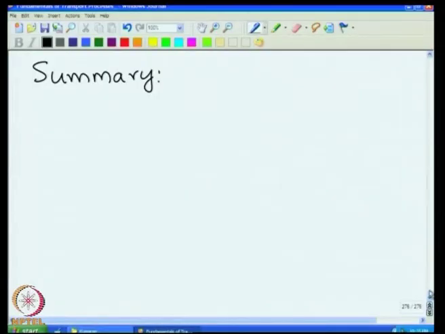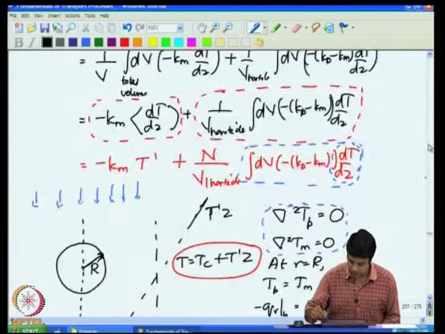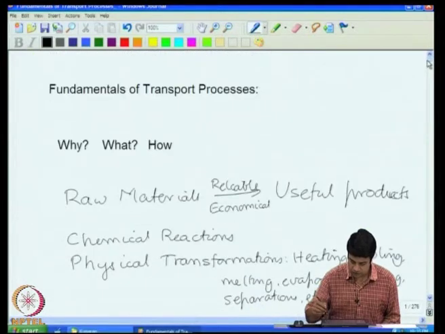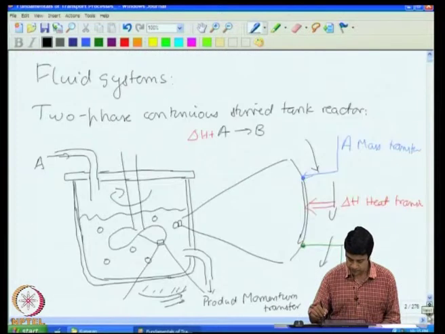For example, the Schmidt number, ratio of momentum diffusion to mass diffusion, or the Prandtl number, the ratio of momentum diffusion to heat diffusion. And all of the dimensionless groups that we have all contain ratios of these diffusions.